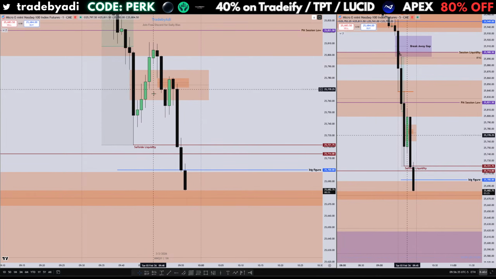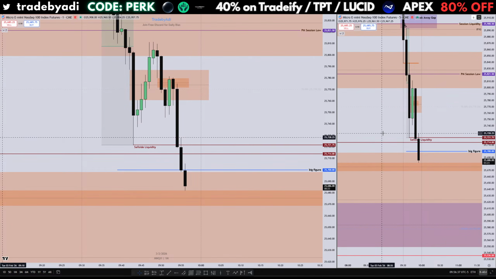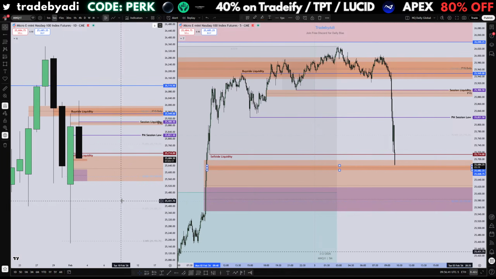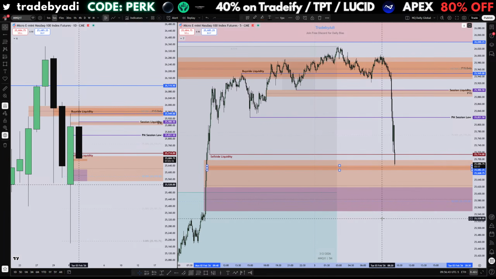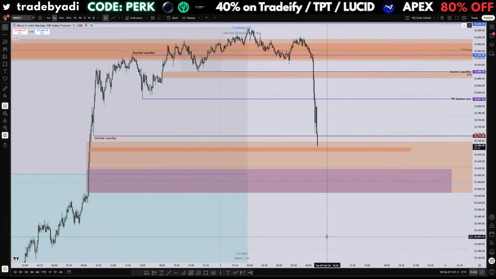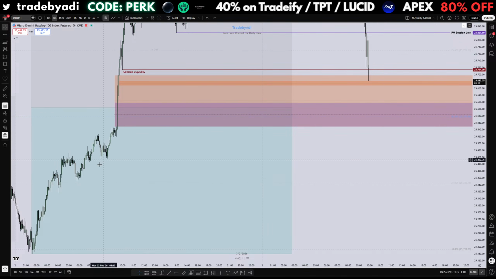I don't like to speak too much because I have to check what the price action is doing, where the market is going, and everything. And this is all the failure swings. Once we flip this, then we can also look for this target.